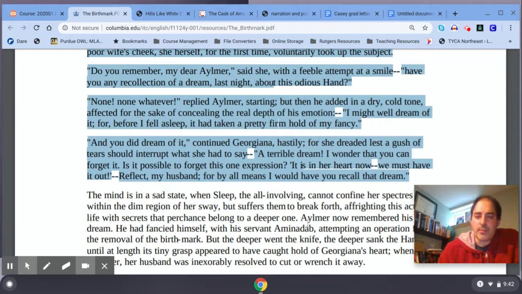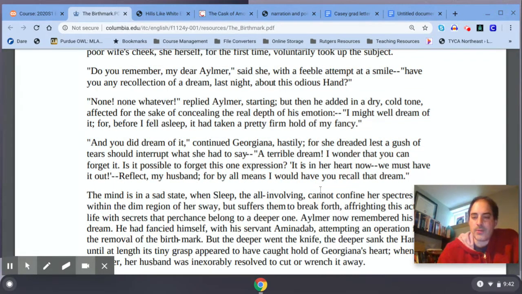So this is a moment in the text where the two characters are discussing a dream that Aylmer had, and she knows about it because he was talking in his sleep. But what I want to focus on is what the narrator is telling us between snippets of dialogue. We have dialogue, which is the stuff in quotation marks, and then we've got the narrative, which is where the narrator is speaking. Now, check this out. I think you'll figure this out pretty quickly.